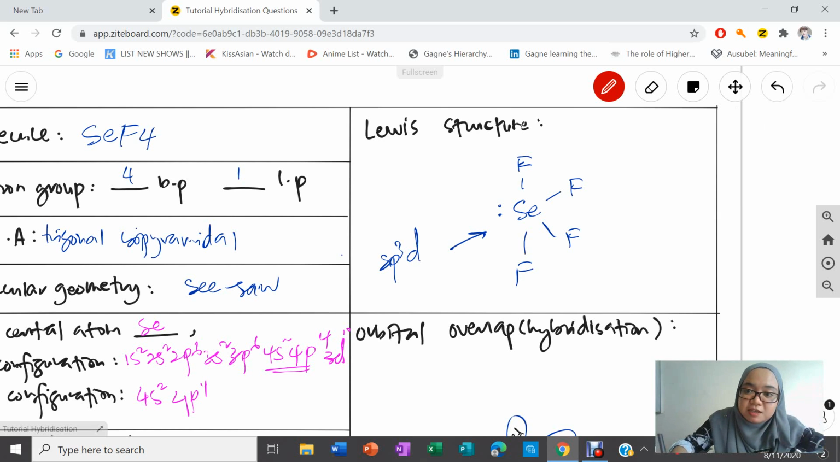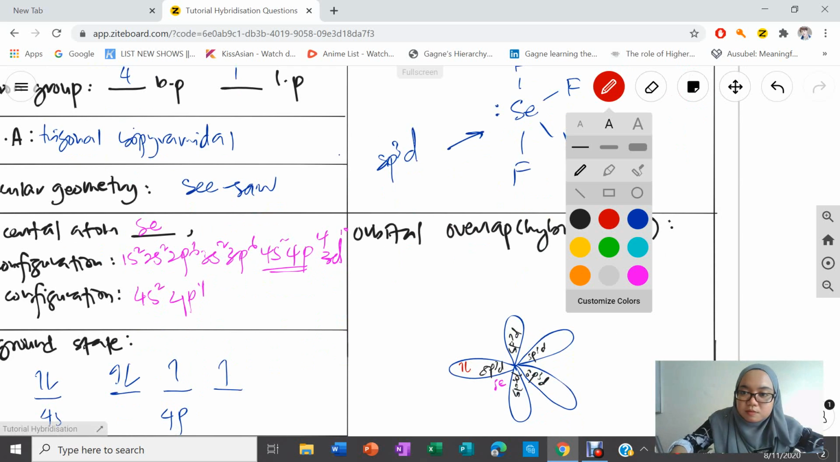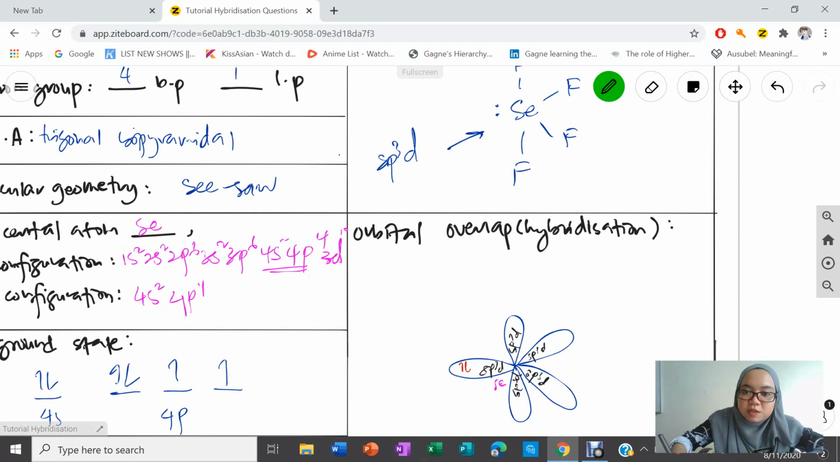So if we look at this F, the valence electron orbital diagram will be like this. There is one unpaired electron here, so it can form a sigma bond with Se. So each of the sp3d orbitals will form a sigma bond with a 2p orbital of F.